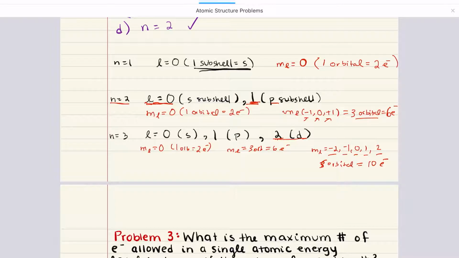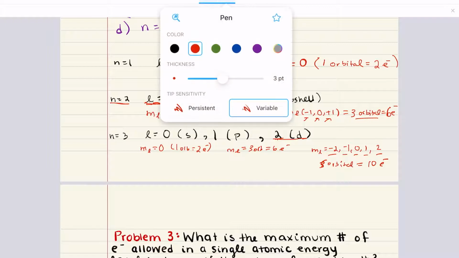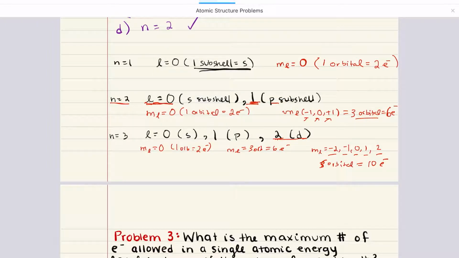Okay, let's write this out a little more clearly and then see what the mathematical relationship is. So our conclusions from all of this information is that when N equals 1, there's only one total orbital that can have 2 electrons.